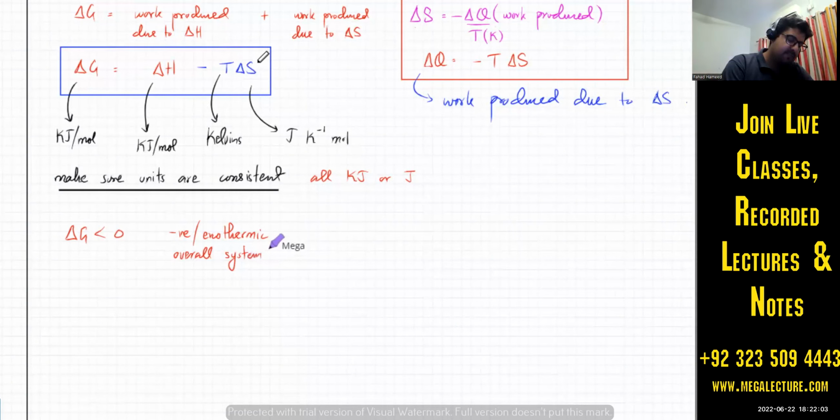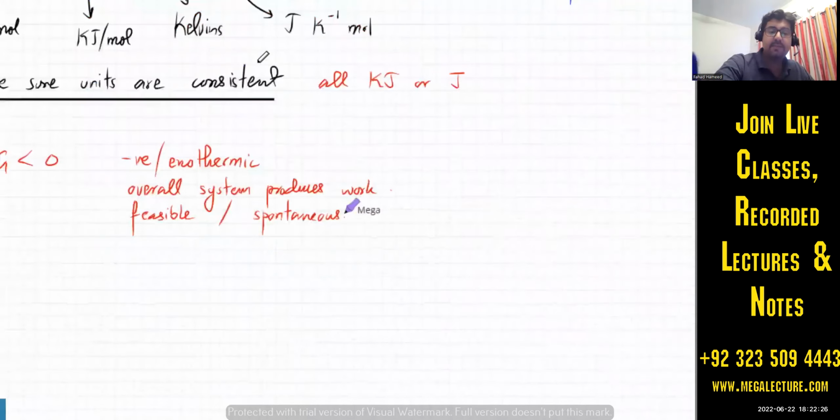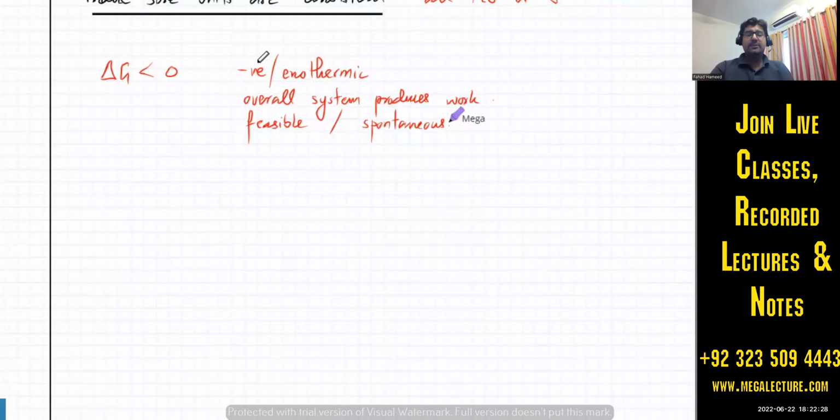So overall, the system produces work. And that means it's feasible. You don't have to do anything. That means it's spontaneous. It does not need any energy. No energy is needed from the outside. So that's the overall energy. If it comes out to be negative, just like exothermic, that means the system is producing work on its own. No extra help is needed. It will do all the work on its own, and it's going to be feasible and spontaneous, and it does not need any of your help.